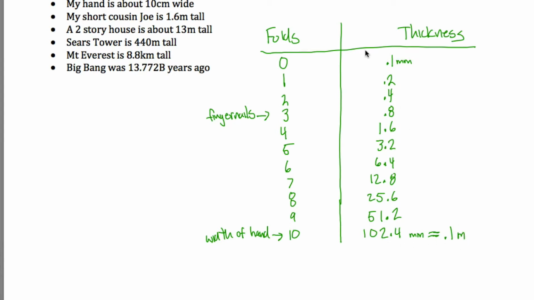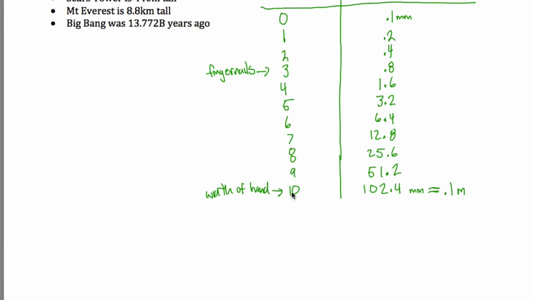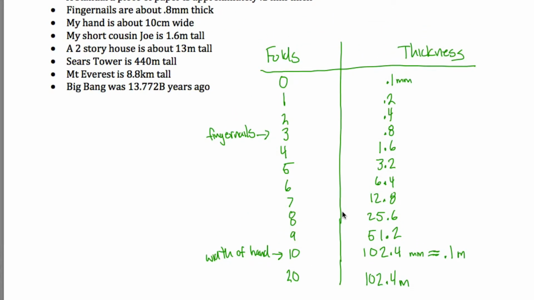And the reason I'm going to do that is because then I can copy down this chart, thinking about it like I'm starting over. Instead of starting with 0.1 millimeter, I'm starting with 0.1 meter. So after one more fold, I'll be at 0.2 meters and so on. So I know that after 20 folds, I will be up to 102.4 meters. So instead of dealing in millimeters, I can deal in meters, because this was my starting spot and I folded it in half 10 times.